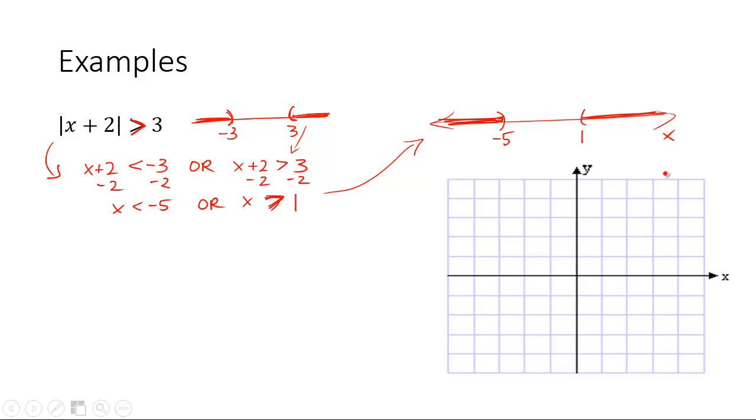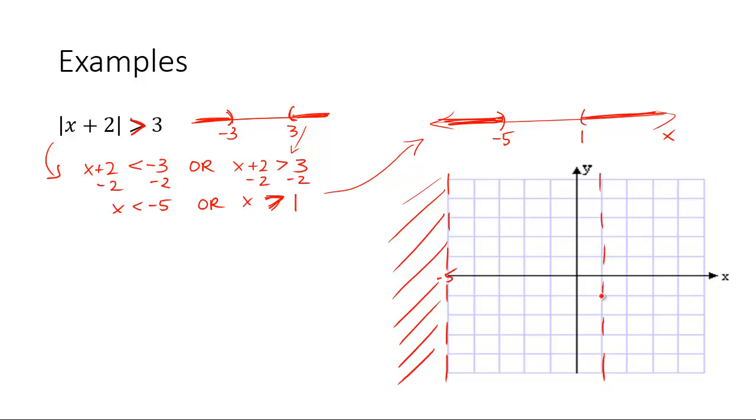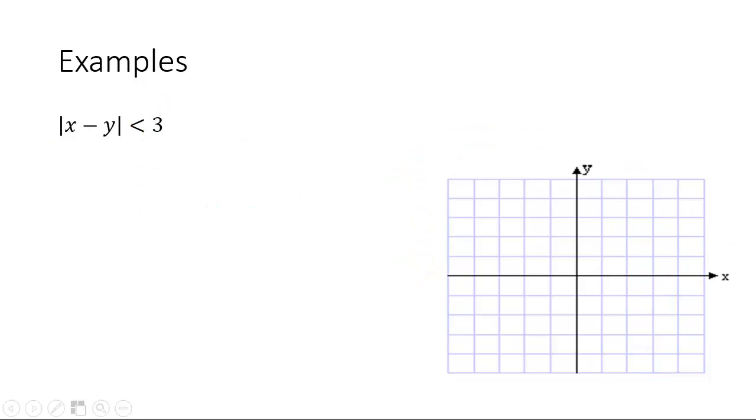So if we want to draw this as a 2D graph, we just do the same thing. So it's less than negative 5, but not including the negative 5. And then also greater than 1, but not including the 1. So all of those points signified by this graph will satisfy this inequality. So now we've got an example with two variables, so we actually need the grid because we've got the two variables, but the splitting part is the same, and it's also already isolated, so we don't need to isolate it.